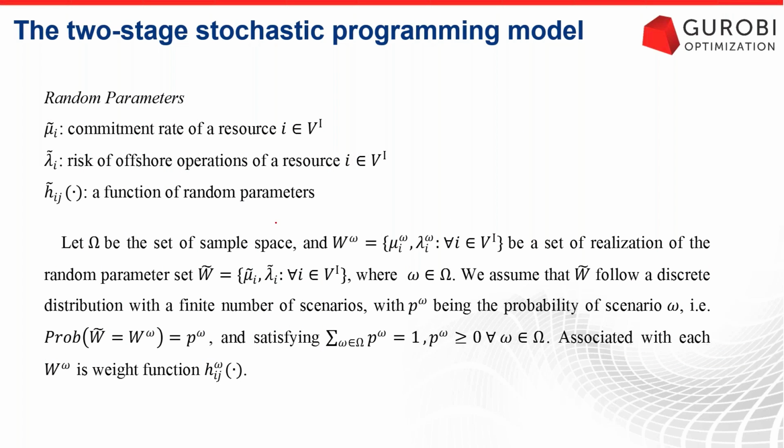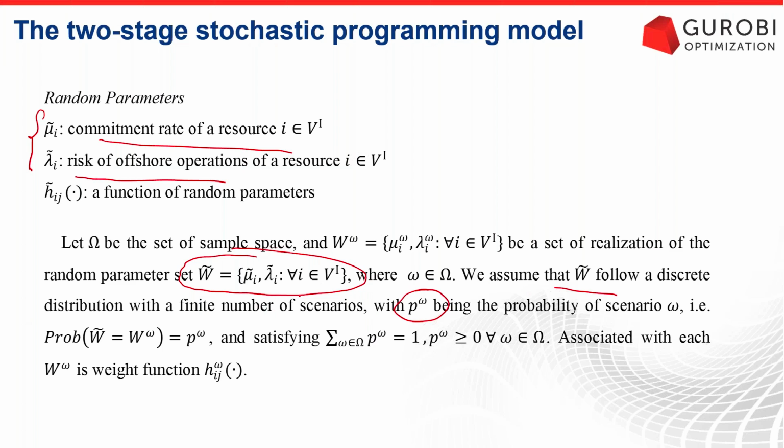To deal with uncertainty, we employ a two-stage stochastic programming model. So we consider a set of random parameters, for example, the commitment rate of a resource, FTE, and the risk of offshore operations. We use W tilde to represent the set of all the random parameters and assume that this set of parameters follows a joint discrete probability distribution, with P_omega being the probability for scenario omega to happen.